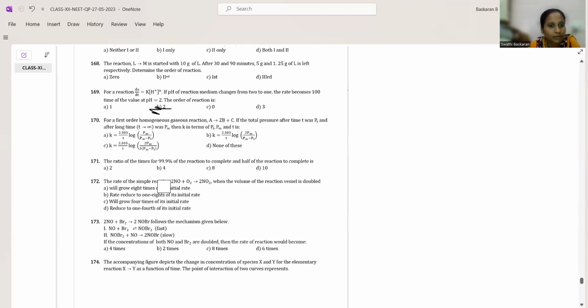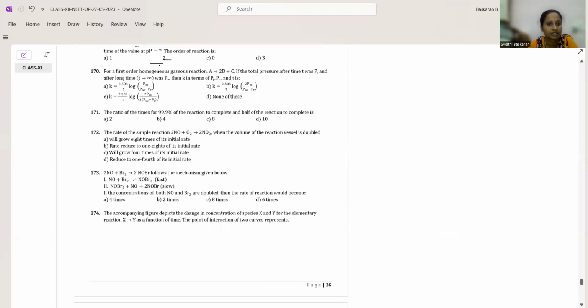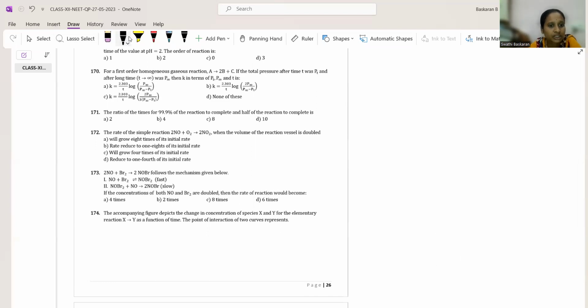Okay, now coming to the next question, where we have something called a homogeneous gaseous reaction. I had told you that for a gaseous reaction, you cannot directly write the first order rate law, where we know that 2.303 by t log Pi by Pi minus x. So it has to be systematically solved. Let us now write the hypothetical reaction. So what is the hypothetical reaction?